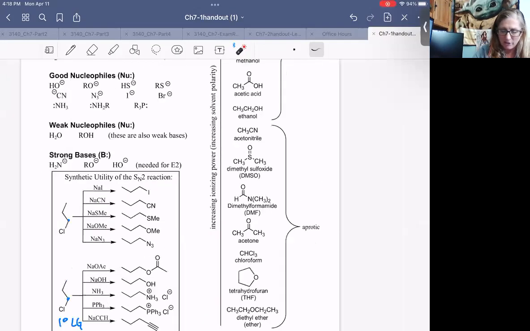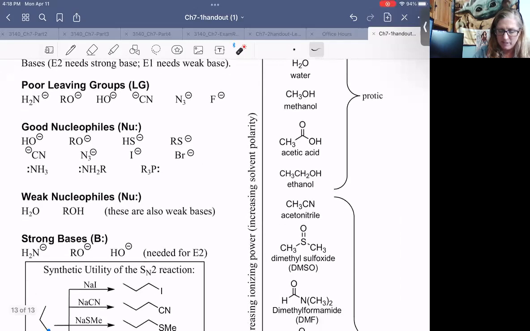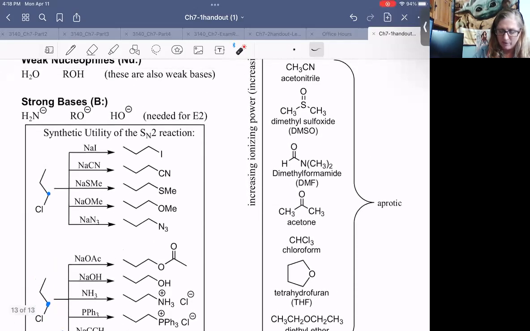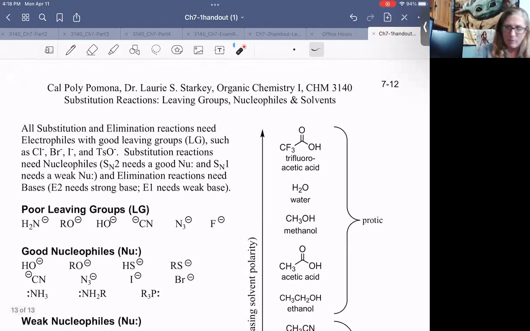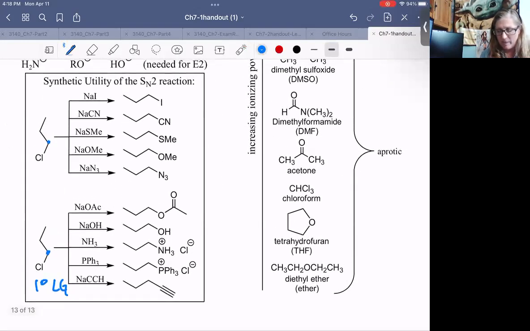Okay, let's take a look at our solvents. They're listed here in increasing ionizing power. So at the very top, we have the ones that are the most polar. This one, trifluoroacetic acid, is the most polar. And of all of these, all the way down at the bottom, diethyl ether is the least polar.